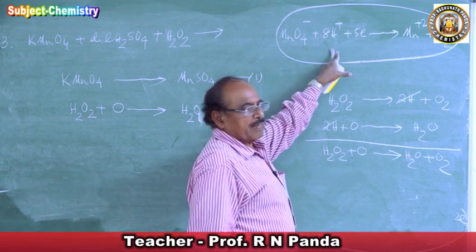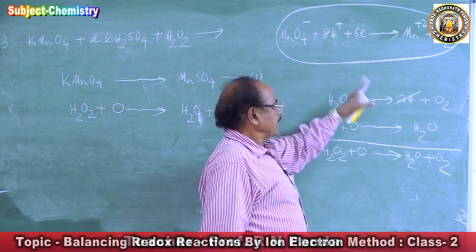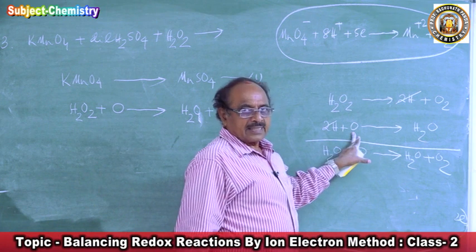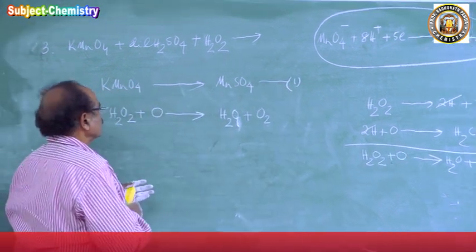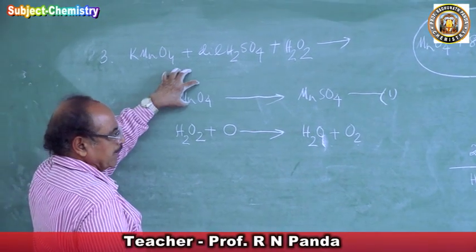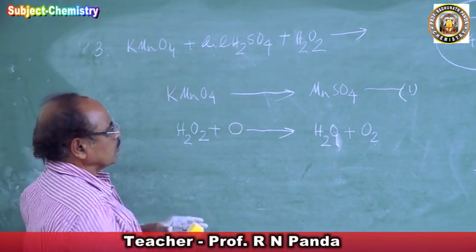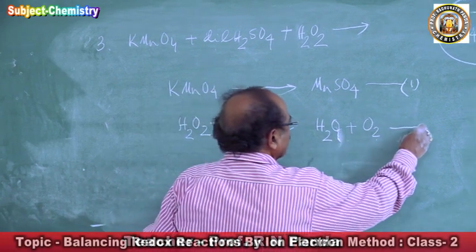So I got this equation from this. I know potassium permanganate is an oxidizing agent. It is producing nascent oxygen. So that gives me this reaction, and I will get this equation. Now I will write the ionic form of this, and the ionic form of hydrogen peroxide.